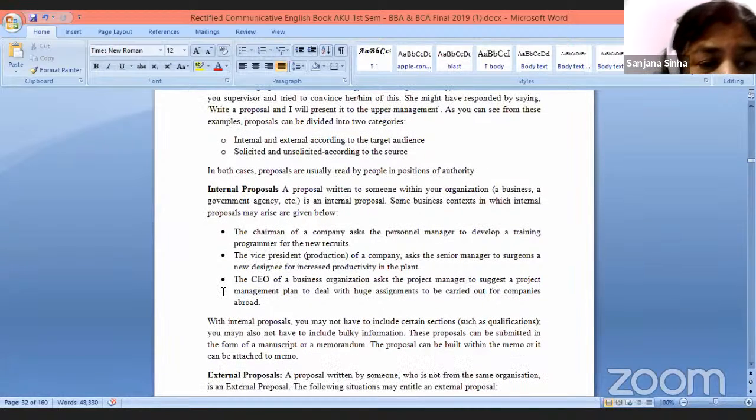Next, the vice president of production of a company asks the senior manager to create a new design for increasing productivity of the plant. A word is wrongly written over here. Create a new design for increased productivity in the plant. Lot of errors.